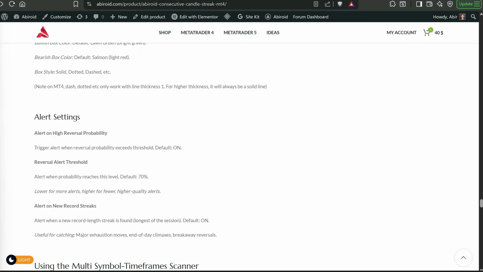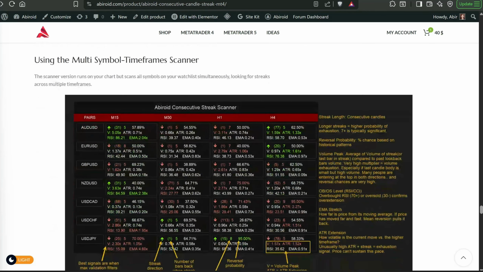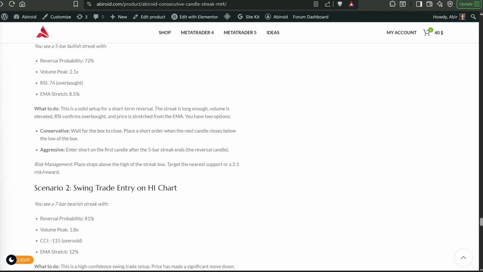And I've tried to keep the dashboard and also the main indicator, I've tried to keep all the values as customizable as possible so that you can set your own thresholds and your own conditions and limits, so you can get the best possible signals based on your style of trading.